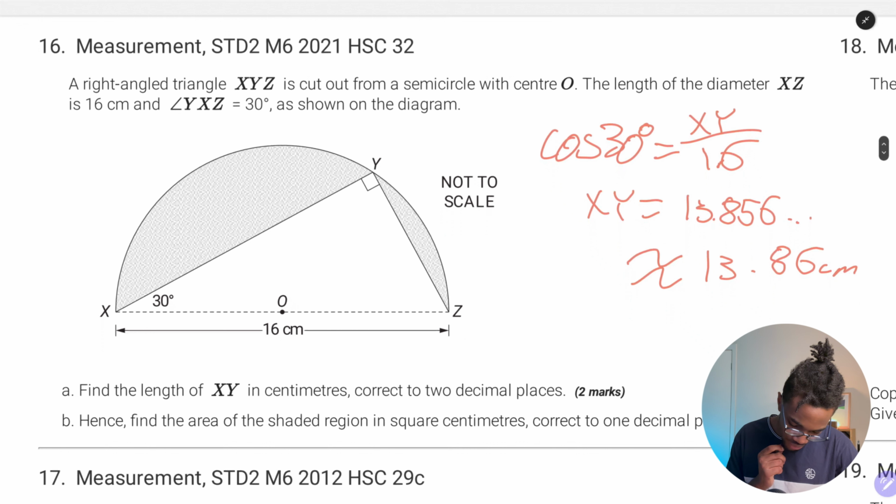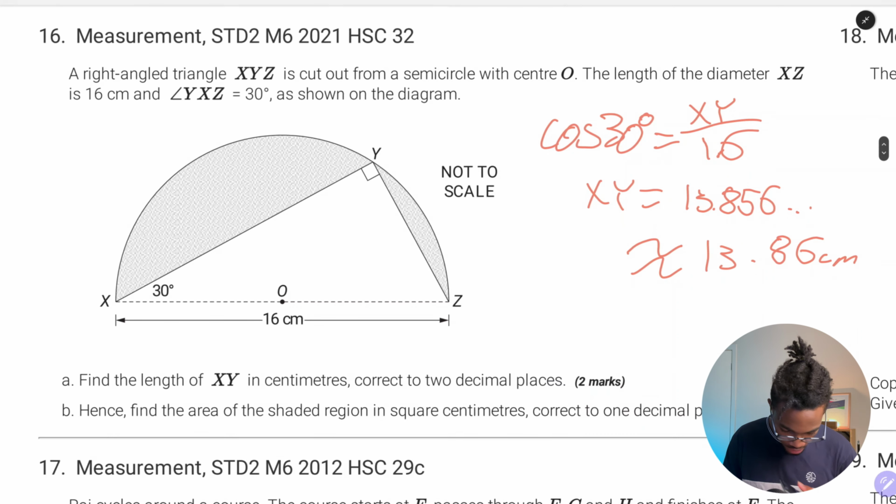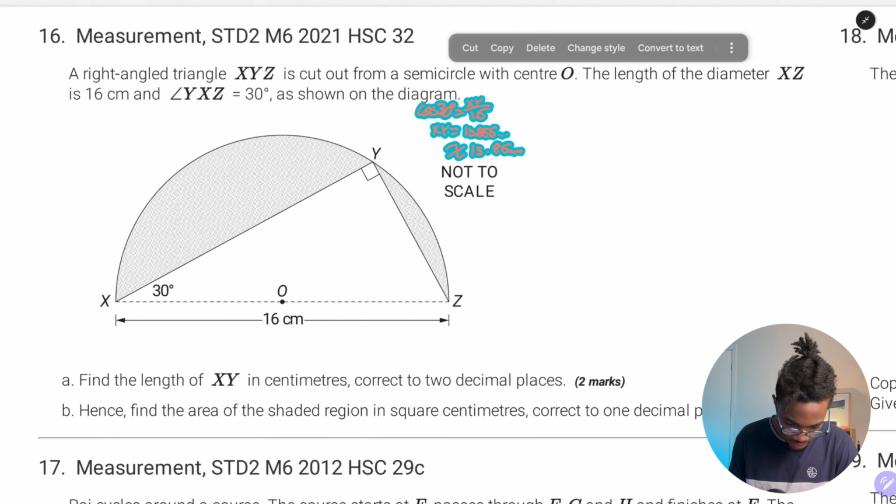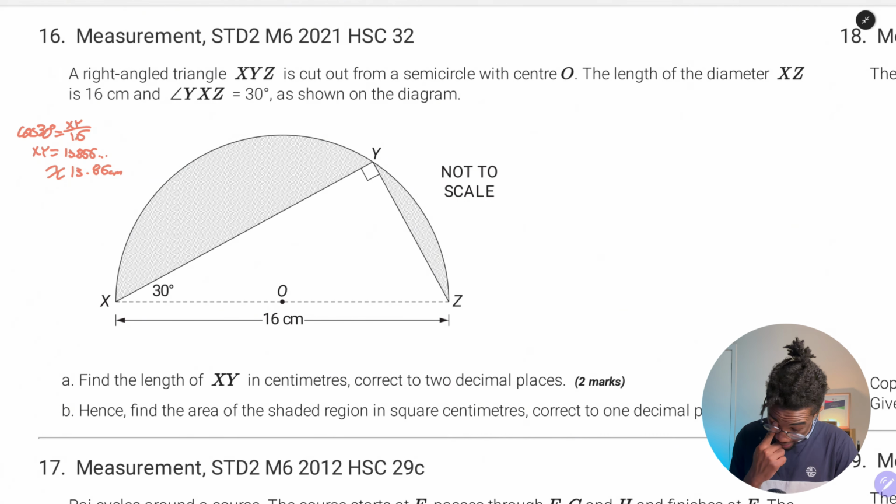Hence, find the area of the shaded region in square centimeters, correct to 1 decimal place. How I'm thinking is we're just going to find the area of this whole semicircle, and then minus from it the area of this triangle. Let's just make this smaller. Literally just use the first thing that comes into your head. First thing that comes into your head is the cosine rule, and you can use it, just use it.